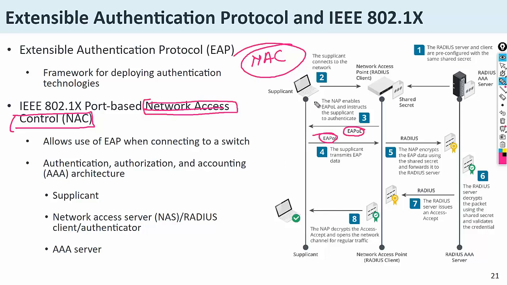EAPOL packets are used when any client, a wireless client, wants to connect with the Wi-Fi router, where Enterprise WPA2 is used. Then all the process happens, and it is validated by the RADIUS server. All this communication happens over an encrypted channel. All of this happens with the help of the Extensible Authentication Protocol.